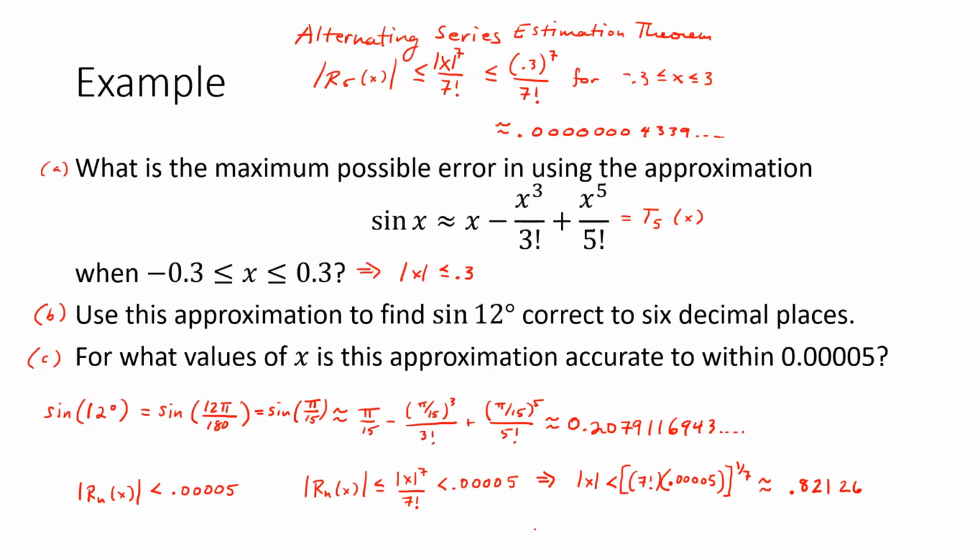So in other words, for x within this range here, let's say as long as x is between negative 0.82 and positive 0.82. As long as x is within this range, we are guaranteed that our error is within this desired value.